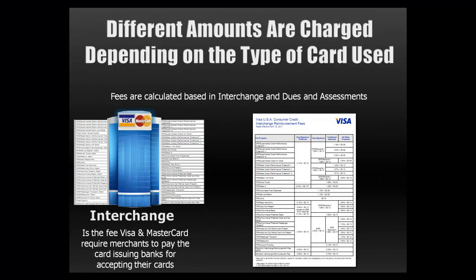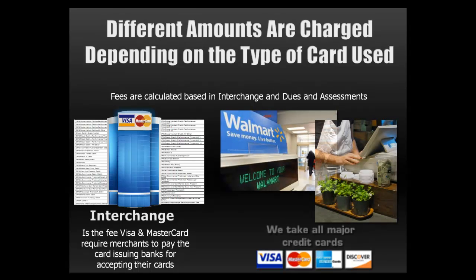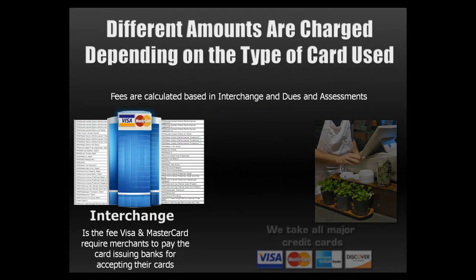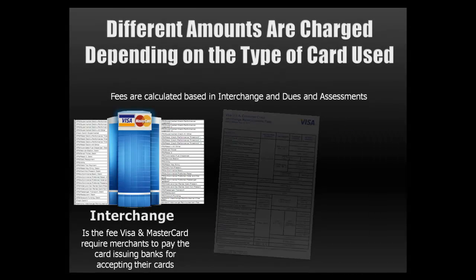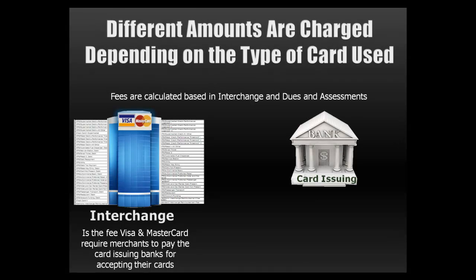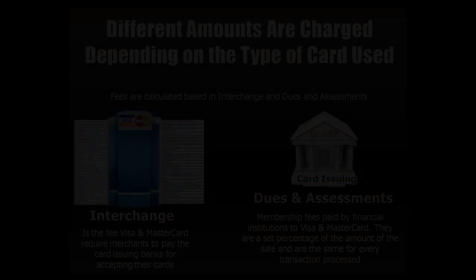It is important to understand the fee amount is set by the sponsoring bank of the credit card and is the same for everyone, from Walmart right down to the smallest corner shop. The interchange fees are updated every 6 months, and any adjustments or increases only affect one or two interchange rate categories. Additionally, there are dues and assessment fees. These are passed on to the merchant. These are membership fees paid by financial institutions to Visa and MasterCard. These fees have no rules, categories, or criteria. They are just a set percentage of the amount of the sale and are the same for every transaction processed.